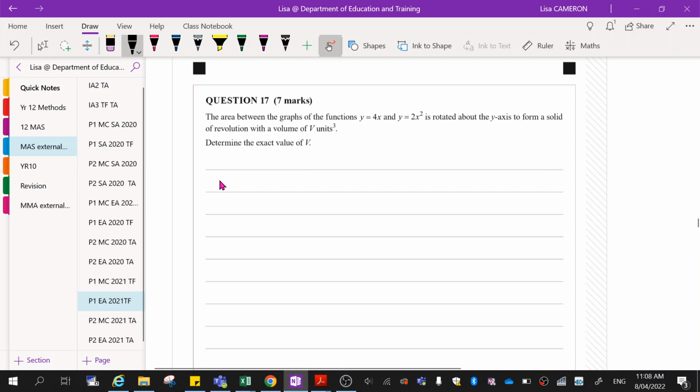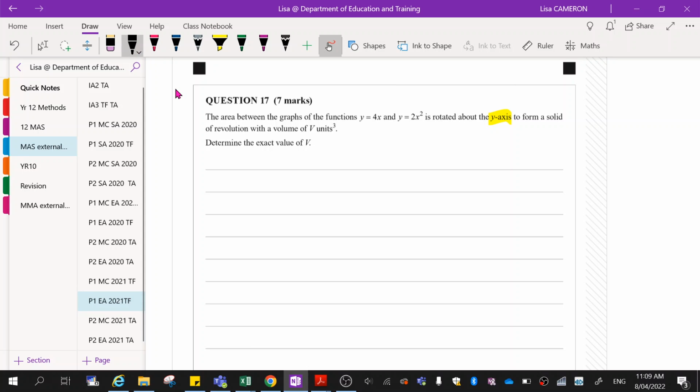Okay, so when we're looking at the volume of rotation of solids, there are a couple of tricky things to be careful of. First thing you need to do is make sure that you know which axis it's being rotated around. So this one is telling us that it's going to be rotated around the y-axis.